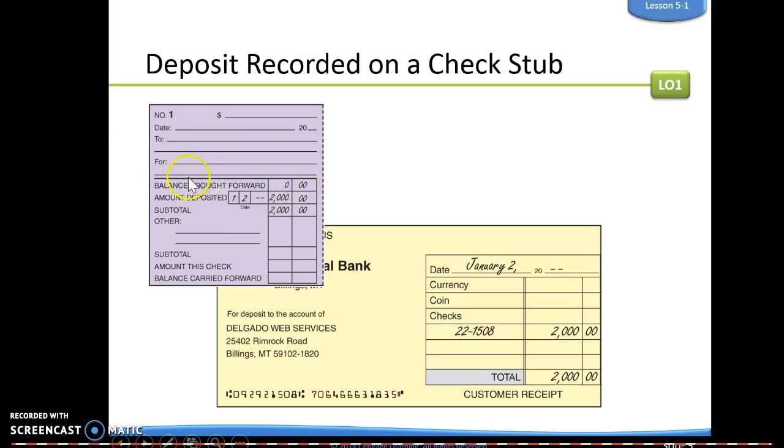So when we look at this area right here, we see balance brought forward. So this was an account that we're just opening. So there's a 0 balance in there. And on January 2nd, here's our date, we're depositing that $2,000. So that is this receipt here. We're showing that on our check stub. We're depositing $2,000. So now we have a total of $2,000.